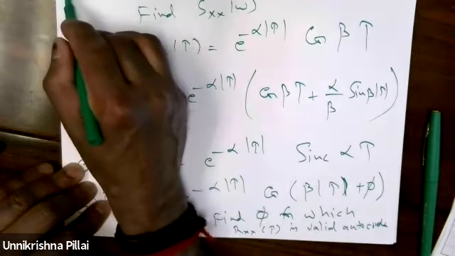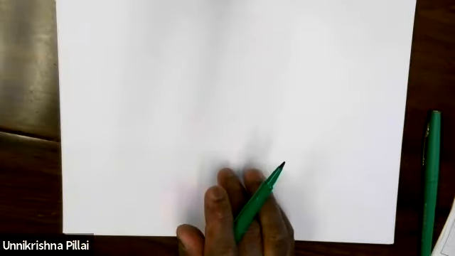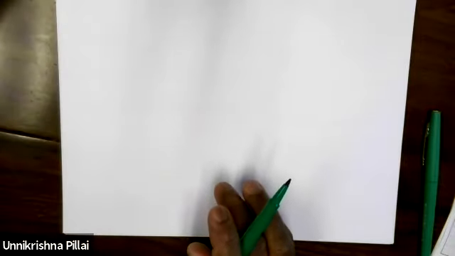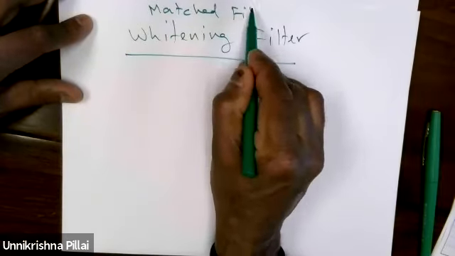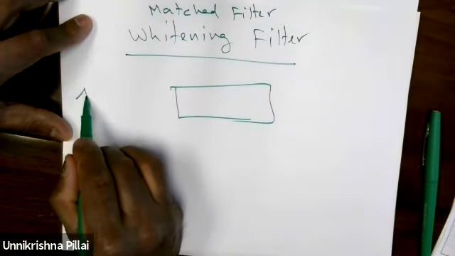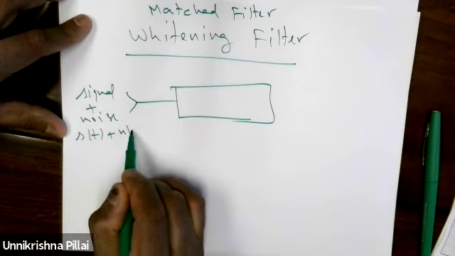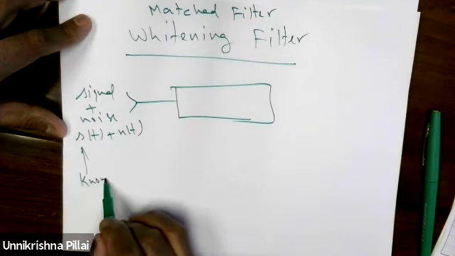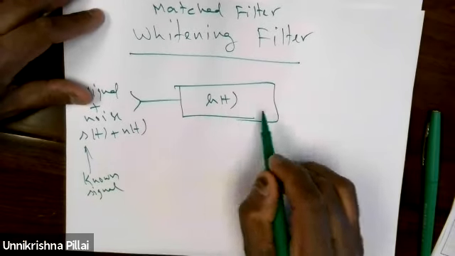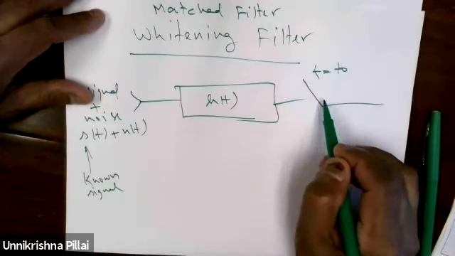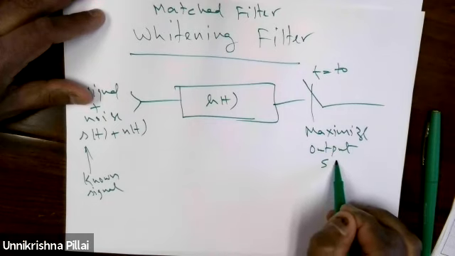So let me move on with the next topic. Last time we were looking at the matched filter. Remember, we are now on to practical problems. This is usually the problem: signal plus noise is coming in, S(t) plus N(t). Let me explain the problem. A known signal in noise is coming in. You want to design some receiver so that when you close the switch at some point, you maximize the signal to noise ratio here. That's what we are going to do.